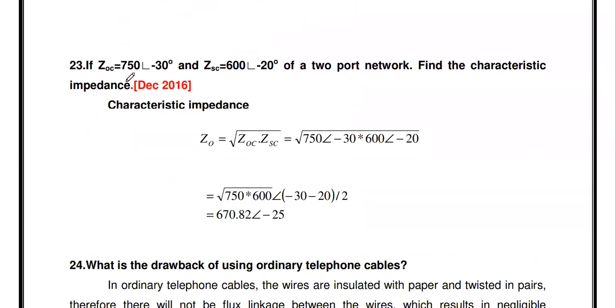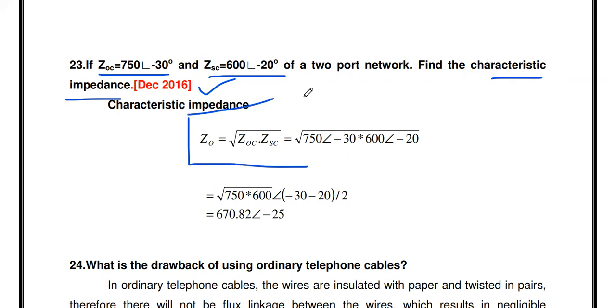The next question is also a very important, repeated 2-mark problem from this unit. If ZOC, the open circuit impedance, is 750 with angle minus 30 degrees, and the short circuit impedance is 600 with angle minus 20 degrees of a two-port network, find the characteristic impedance. You already know the relation between the characteristic impedance and the open circuit and short circuit impedances: Z0 equals the square root of ZOC times ZSC.